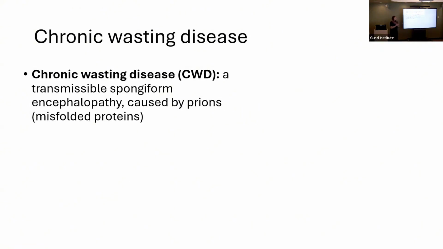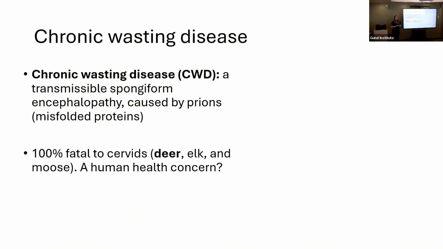So chronic wasting disease is the disease that I'm here to talk about. It's a transmissible spongiform encephalopathy. It's caused by a prion, which is a misfolded protein. So it's not caused by a virus or bacteria or fungi. It's one of these other disease-causing agents. And it's 100% fatal in cervids. So in Vermont, we're specifically thinking about our white-tailed deer, but in other places, thinking about mule deer, elk, and moose.